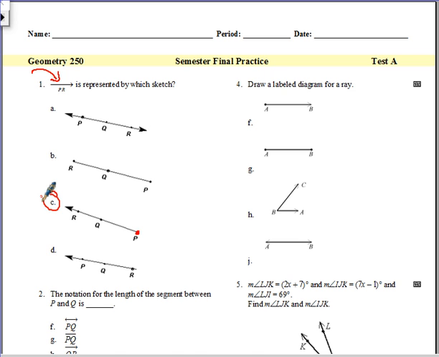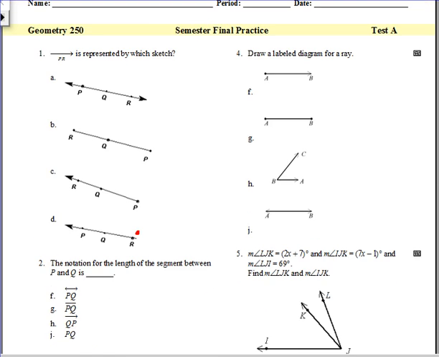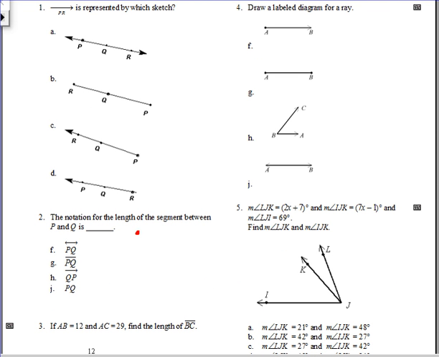Number two, and you're going to probably have to pause this video so that you can take your notes. Sorry about that. Number two says the notation for the length or the distance between points P and Q would be J when you don't have any indicator. So this was 1.2, section 1.2.